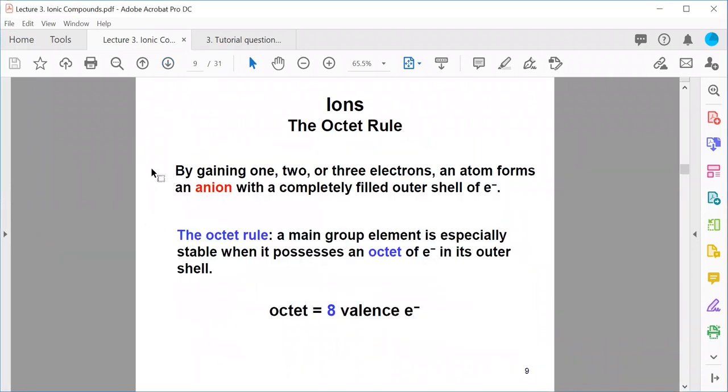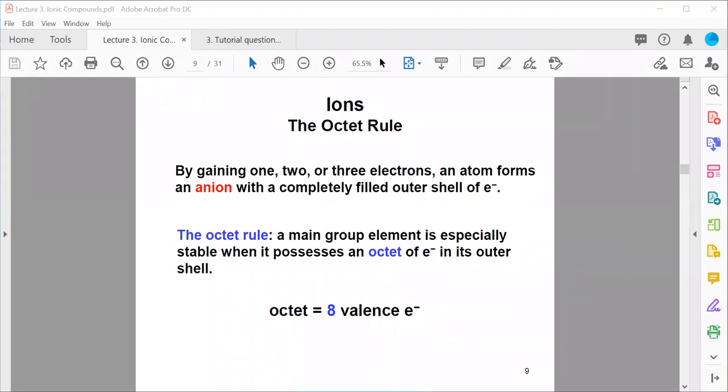All right, so by gaining 1, 2, or 3 electrons, an atom will form an anion with a completely filled outer shell, or sometimes completely filled subshells within a shell of valence electrons. And this brings us to a general rule that we can use. It's called the octet rule. This applies to main group elements. So can anyone remember what we mean by the main group elements? Does anyone remember this? Which elements are the main group elements?